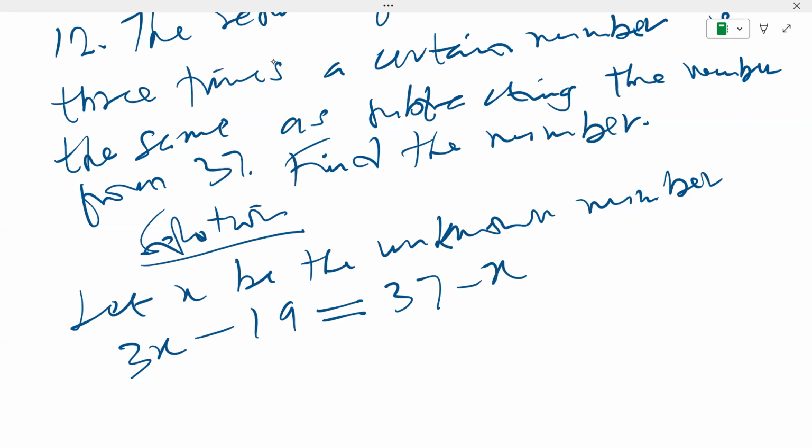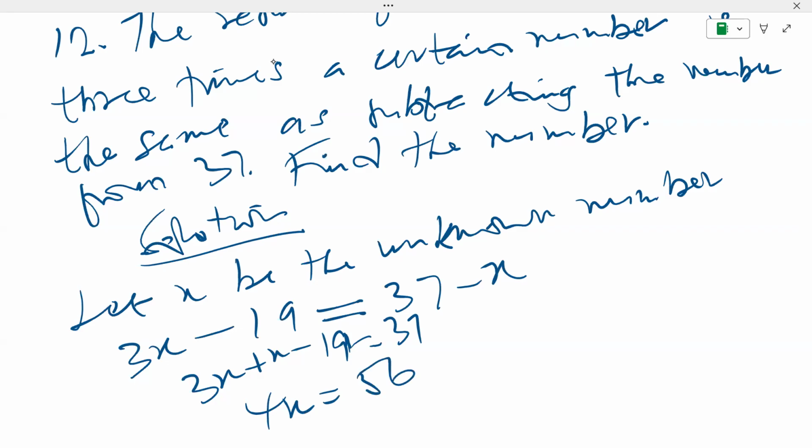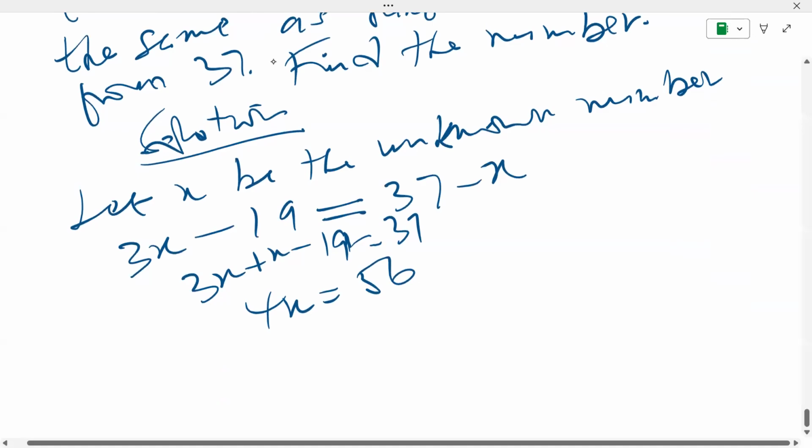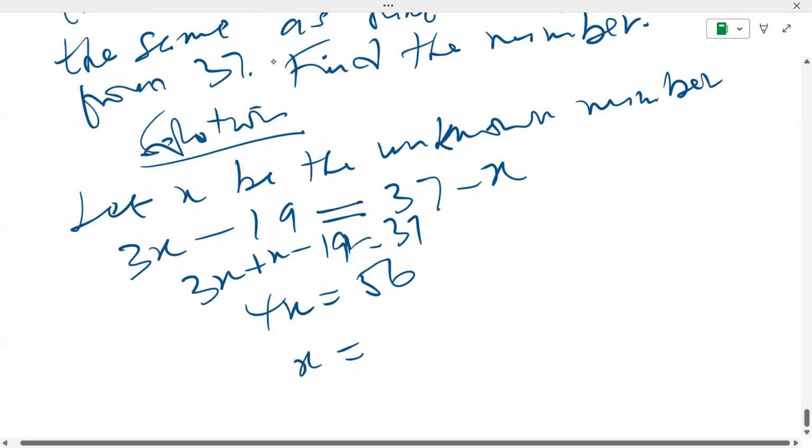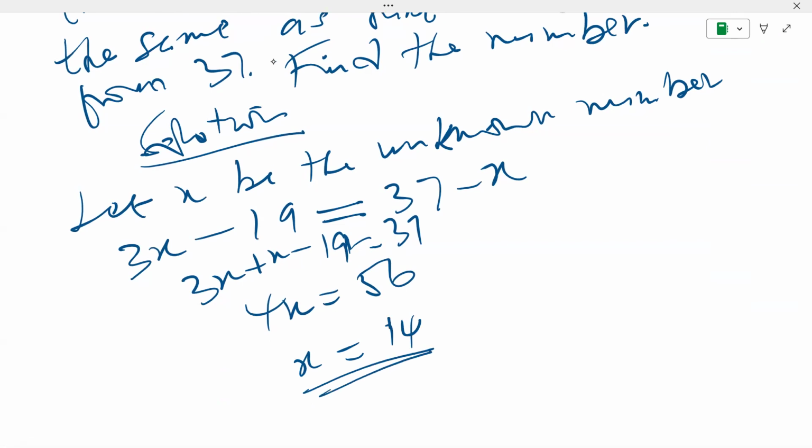Right, so we only need to simplify this. So we shall add 3x to both sides. And then we get 4x equals 56. We add 19 to both sides and we divide both sides by 4. So we shall get 14. So the number we are talking about is actually 14.